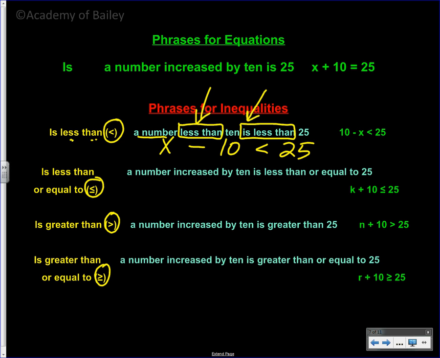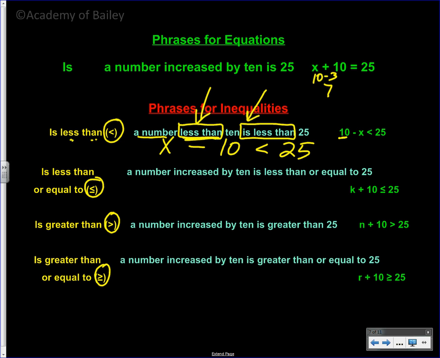A number less than 10. Well, this "less than" is the thing that trips us up. 10 should have been first because it's a number less than 10. So you pick any number. What is 3 less than 10? 3 less than 10 would be 7. And how'd you get that? 10 minus 3.